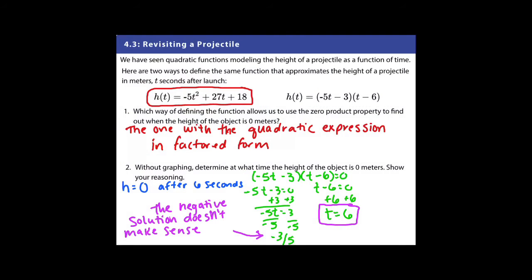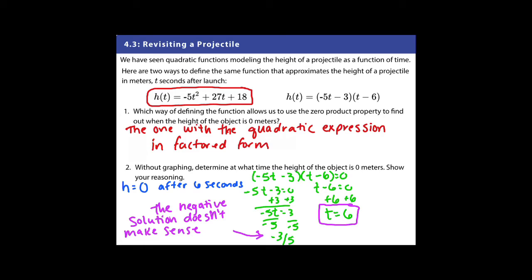Here is example 3. We have seen quadratic functions modeling the height of a projectile as a function of time. So here are two ways to define the same function that approximates the height of a projectile in meters t seconds after launch. Which way of defining the function allows us to use the zero product property to find out when the height of the object is 0 meters? So that would be the one with the quadratic expression in factored form.